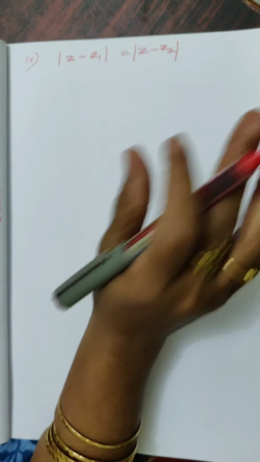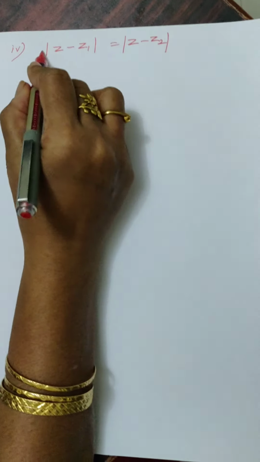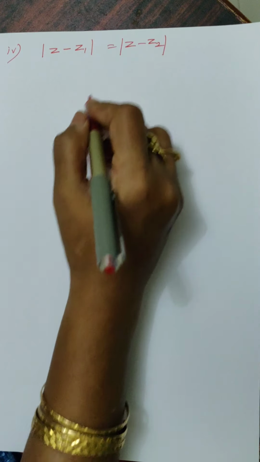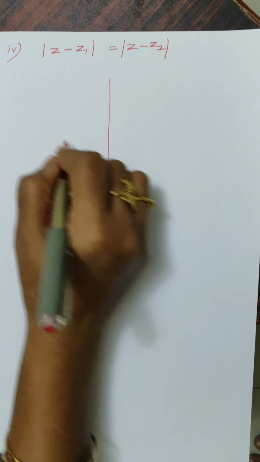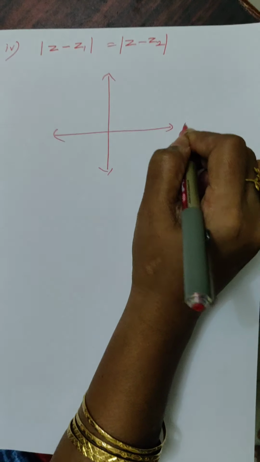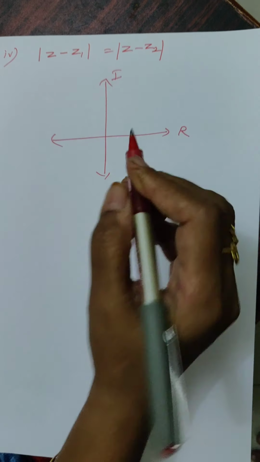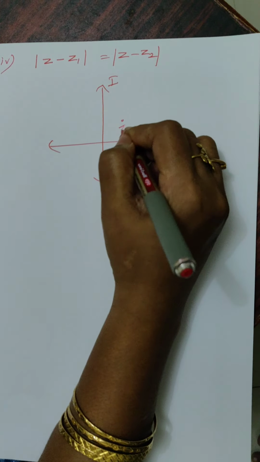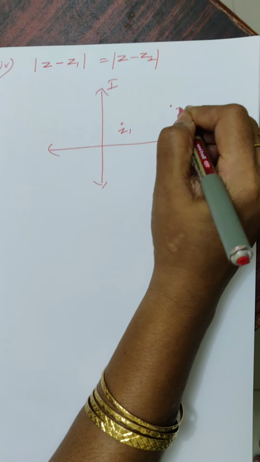How to find out the locus? So see here, what is the meaning of modulus of z minus z1? I am proving it in a diagrammatic way. Let us take z1 is here. This is the real axis and this is the imaginary axis. Let us take z1 is here and I am going to take z2 as here.